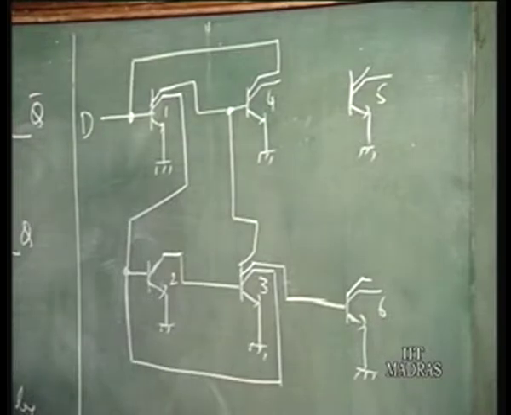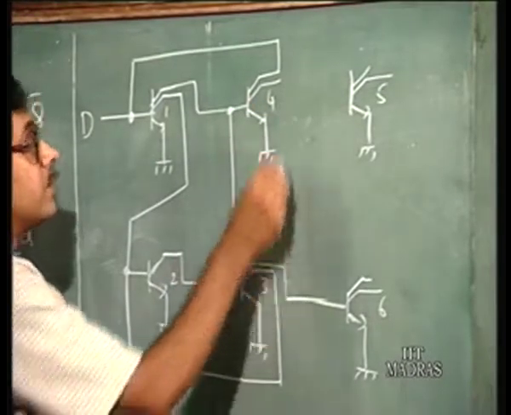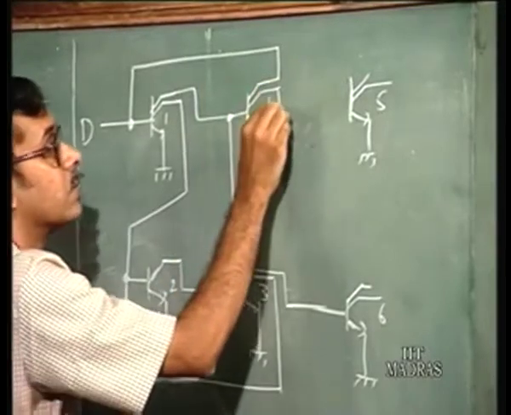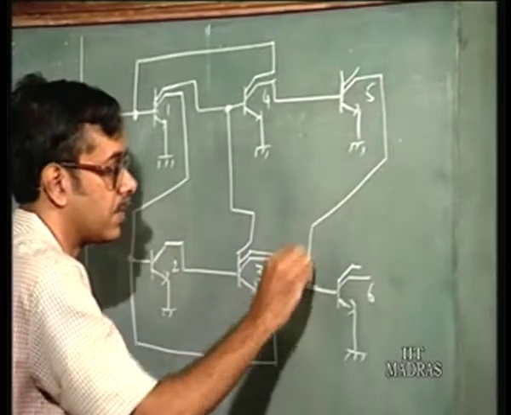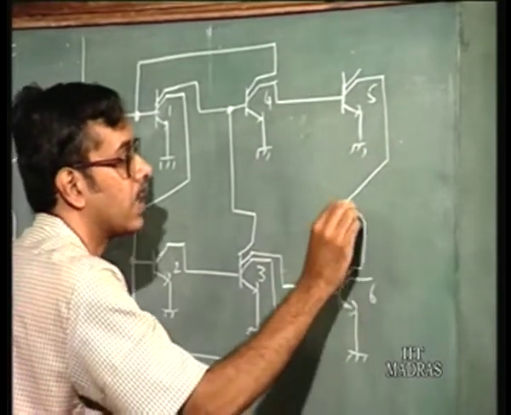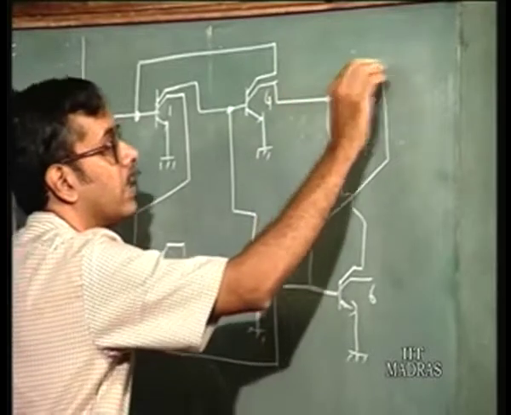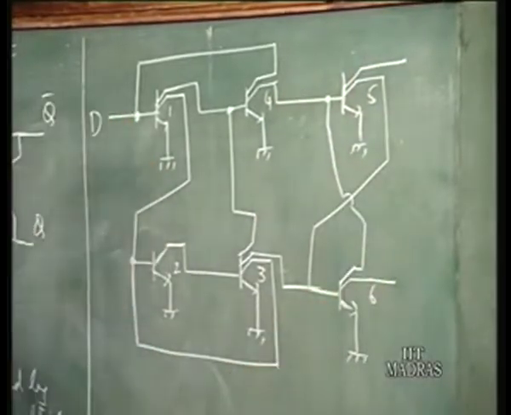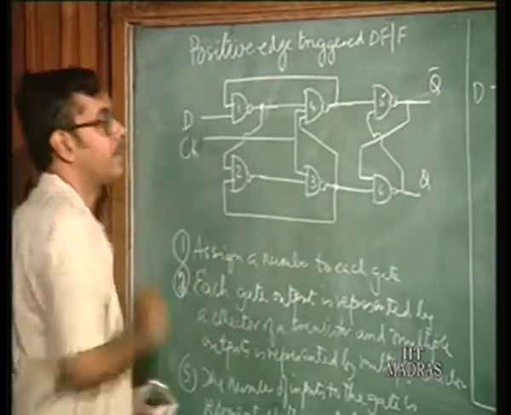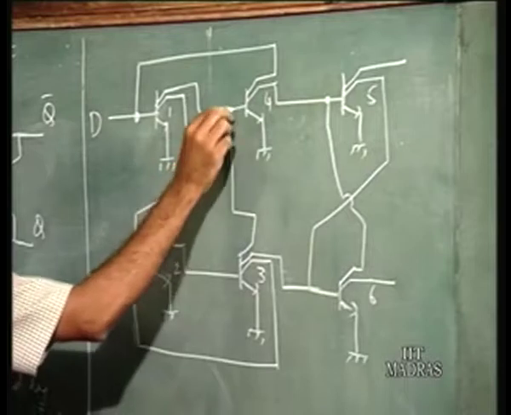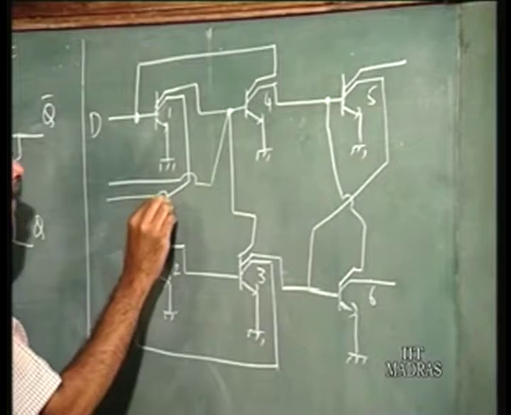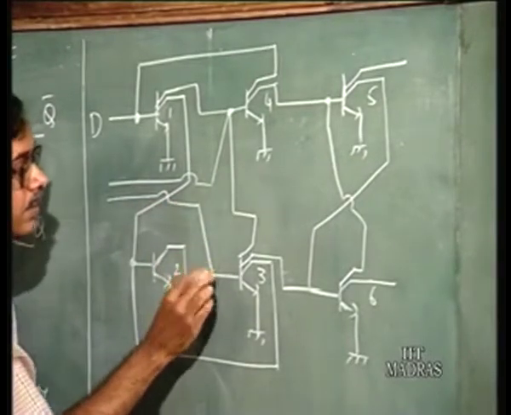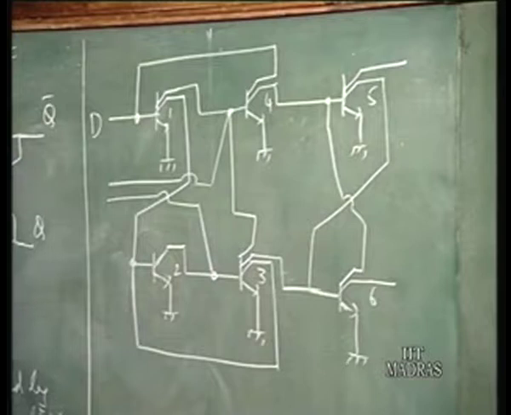Okay, all right. And from 4, one of them is gone there, one goes to 5. From 5, one of the collectors goes to the base of 6. From 6, one of the collectors goes to the base of 5. So, these are the remaining collectors. And then you have the clock. I have one going to the base of 4 and the other going to the base of 3.